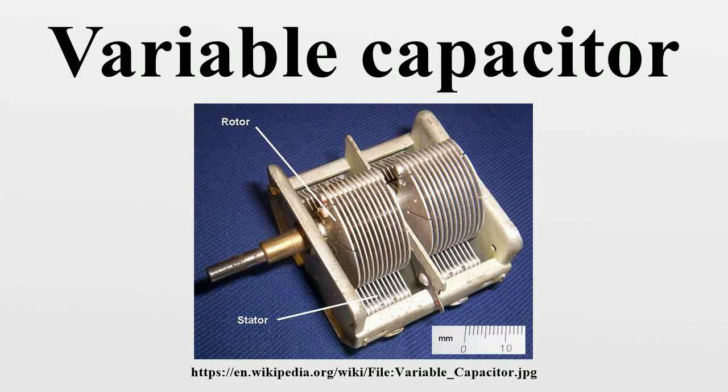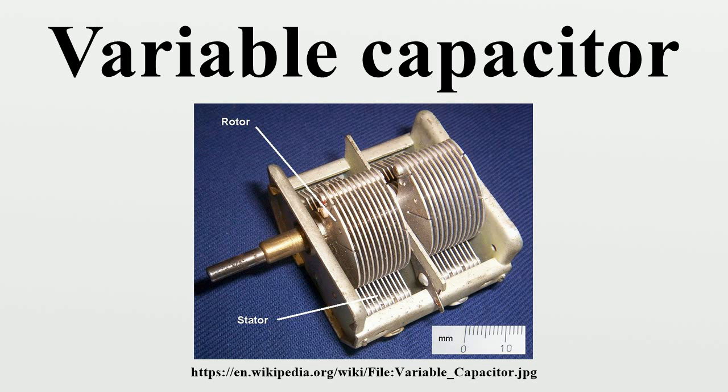A variable capacitor is a capacitor whose capacitance may be intentionally and repeatedly changed mechanically or electronically. Variable capacitors are often used in LC circuits to set the resonance frequency, e.g., to tune a radio, or as a variable reactance, e.g., for impedance matching in antenna tuners.